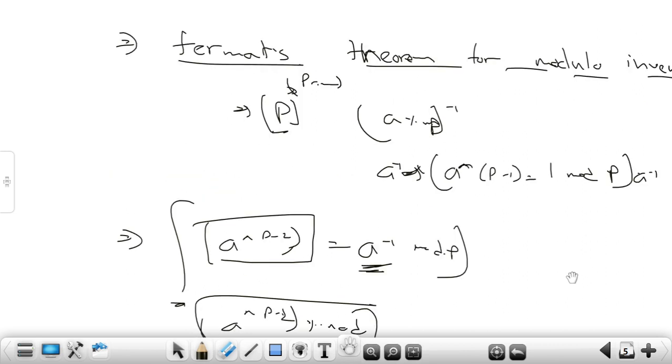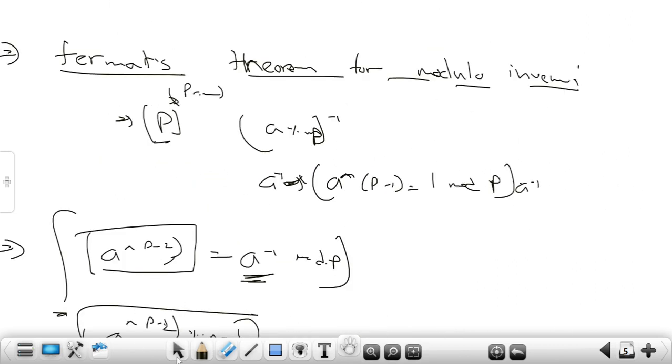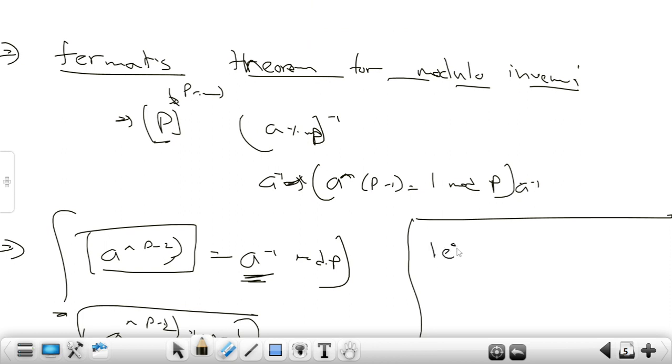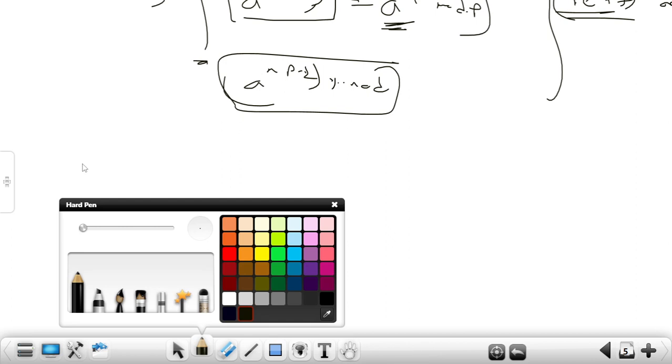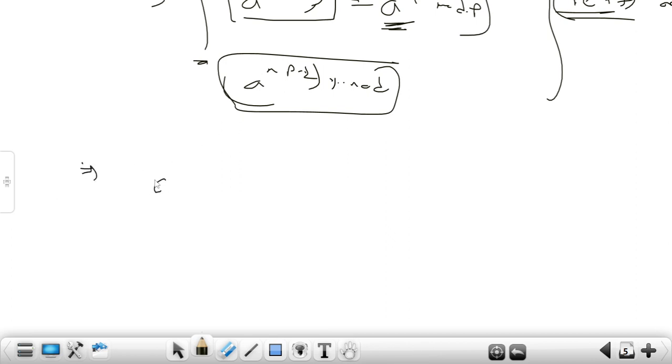But what is the guarantee that p is a prime number? We know the value of p: it is 1e9 plus 7, or 10 raised to the power 9 plus 7. I already know that this is a prime number, so that is a guarantee that p is always going to be prime. So I can calculate a raised to the power mod minus 2, and this is going to give me the modulo inverse.